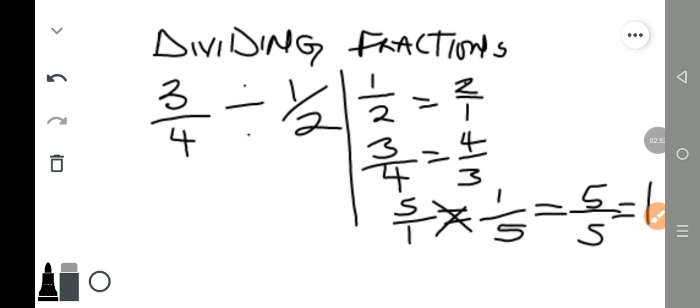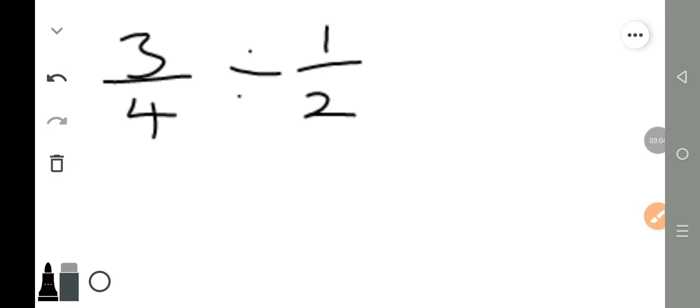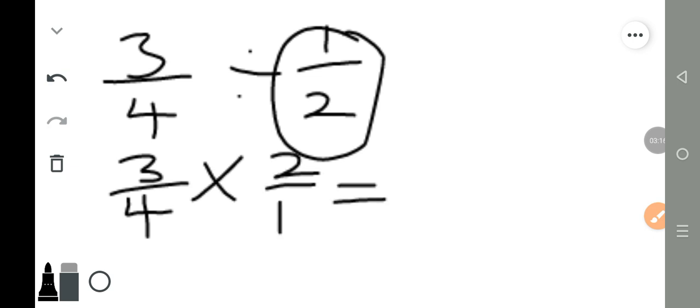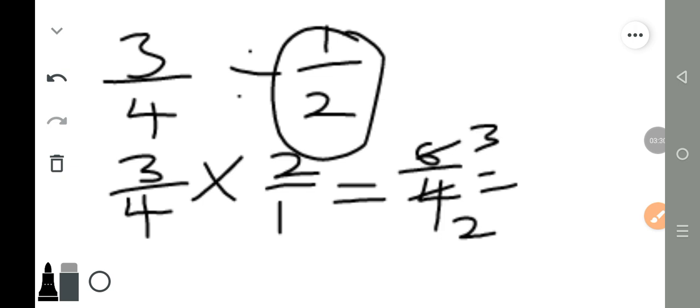Okay, so let's work on that. Let's solve it. Over here, we have 3 over 4 divided by 1 over 2. We get the reciprocal of the second, and then we change the sign. So we have 3 over 4 times 2 over 1. You multiply these two, and that's 6 over 4. Then you can further simplify. You have done simplification before. 2 in 4 is 2, 2 in 6 is 3. So your final answer will be 3 over 2.